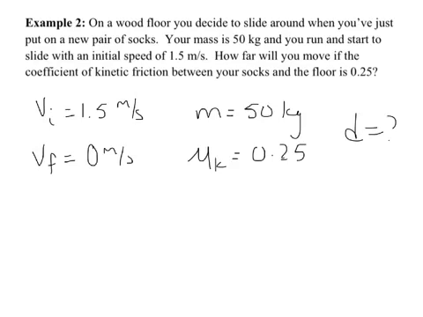Now, you have to remember what's stopping you from sliding, or what's slowing you down. That's friction. Once you are set in motion, friction is the thing that will slow down your motion as you slide across the wooden floor, which is why we're given our coefficient of kinetic friction. So if we think about our work-kinetic energy theorem, we know that a certain amount of work is done on the object due to friction, and we know that there's a change in kinetic energy because we have a v_i and a v_f. So let's write down our work-kinetic energy theorem.